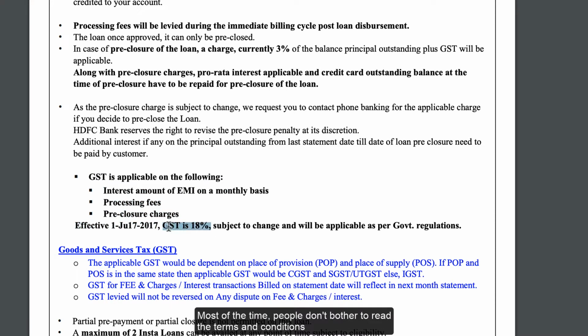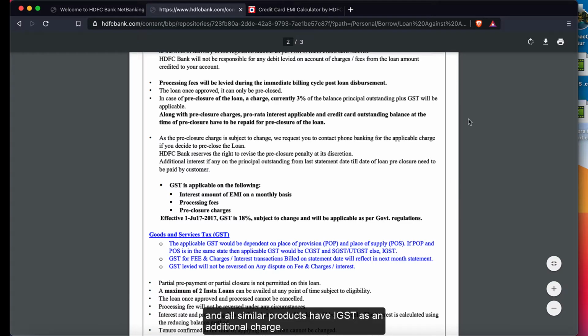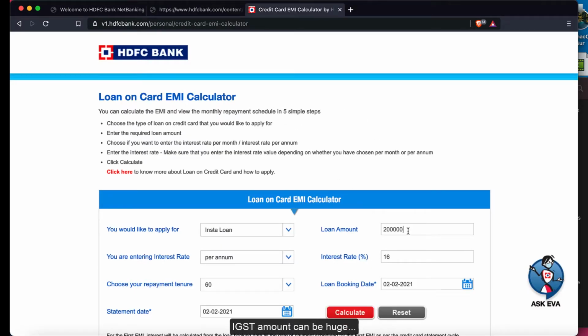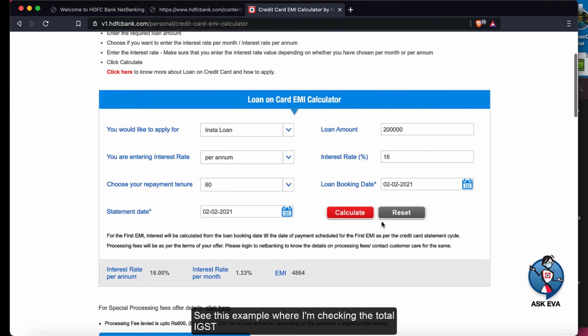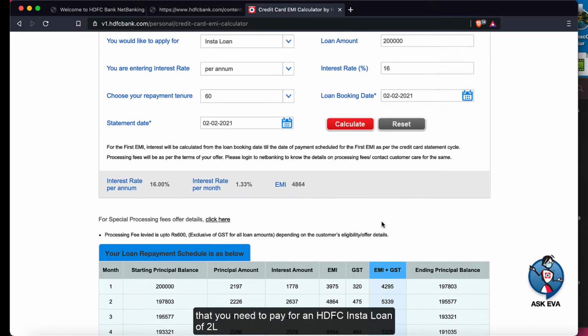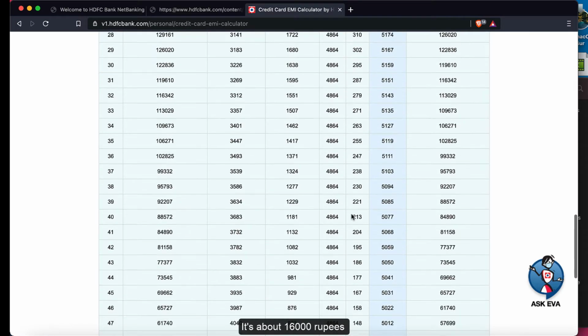Most of the time, people don't bother to read the terms and conditions while taking loans or converting purchases to EMIs. So IGST deduction comes as a surprise only when they check the card statement. Even no-cost EMI schemes, personal loans, credit cards, and all similar products have IGST as an additional charge. IGST amount can be huge. See this example where I am checking the total IGST that you need to pay for an HDFC Insta loan of 2 lakh. It's about 16,000 rupees.